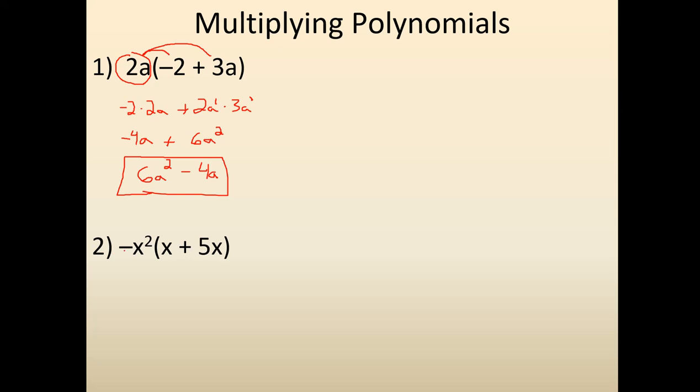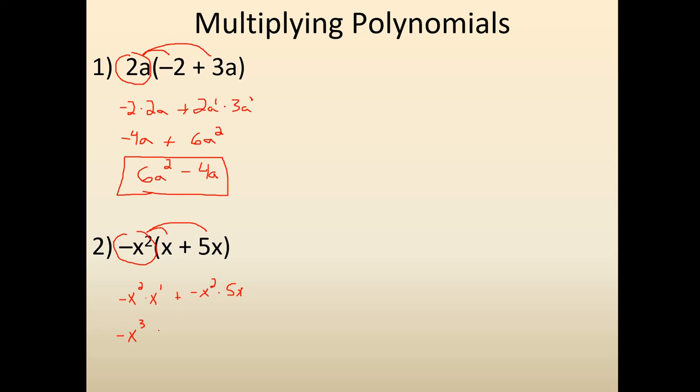So this is my answer. All right, number 2. Again, I'm going to do the same thing. Take this and distribute to the two terms. When I distribute to the first term, negative x squared times x, and then negative x squared times 5x. This negative is going to stay the same since there's no other negative being multiplied here. And once again, I'm going to add the exponents. So 2 plus 1 gets me x to the third.